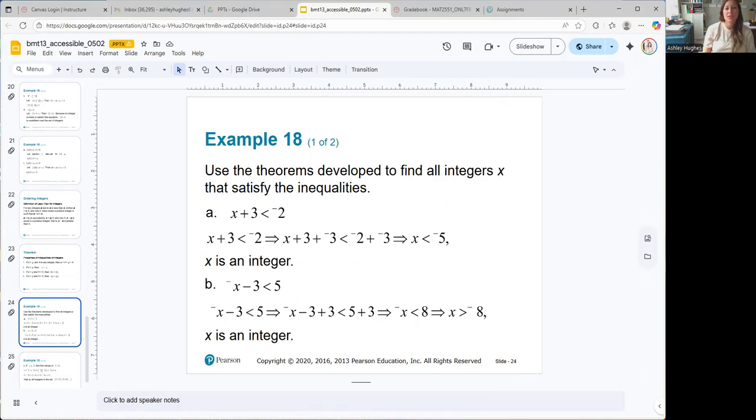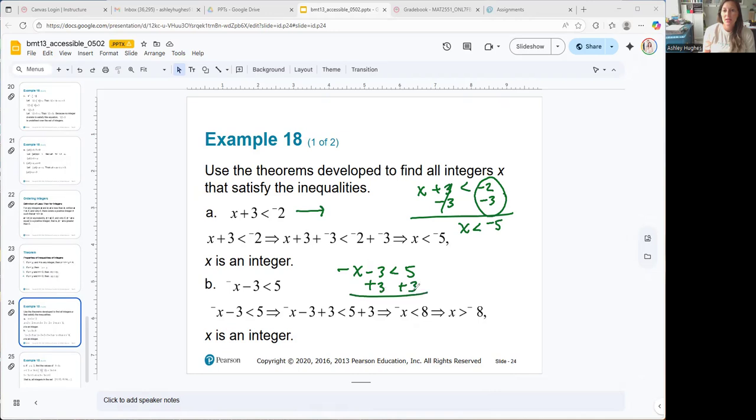So we're going to solve these inequalities. x plus 3, I like to write it more vertically. So I'm going to subtract 3 from both sides. And so I have x is less than -5. Okay, because I have a -2 and then we're going more negative, -3. So you're going to add these together and they're both -5. If I have negative x minus 3 is less than 5, I add 3. And so then I get negative x is less than 8. And then if I want to divide by -1, anytime you divide by -1, you have to flip this sign. So x is greater than -8.